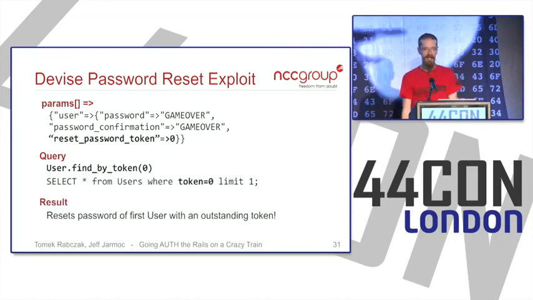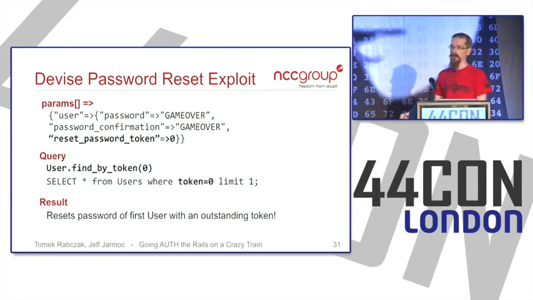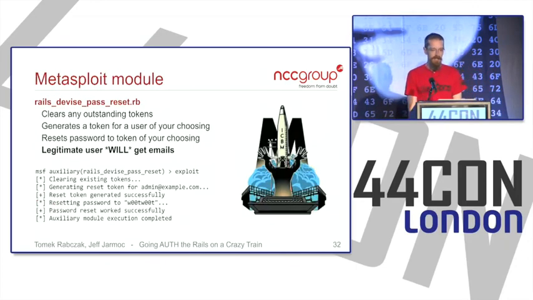So the result of all that is it's going to reset the password of the first user where there's an outstanding token that begins with an alphabetic character. If you have a token that begins with an integer, you need to provide that integer for however many bytes deep the integer goes. So I wrote a Metasploit module a couple of years ago for this.